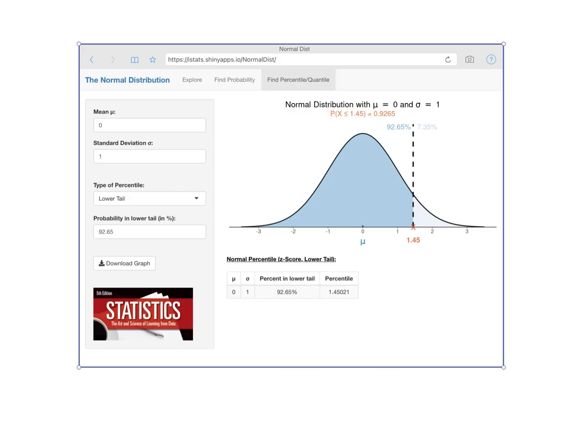The Art of Stat app tells me that the point that has 92.65% of data to its left under the standard normal curve with the mean of 0 and standard deviation of 1 must be 1.45.